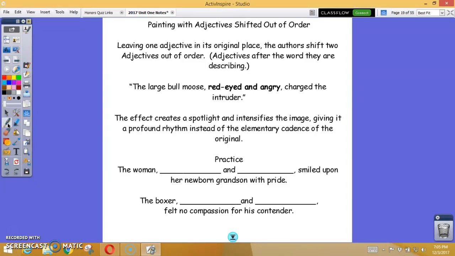Okay, everyone, here's another craft lesson, this time on painting with adjectives shifted out of order, okay? So we're going to talk about what that means, but just a quick reminder, all of this is geared toward fulfilling the requirement within the memoir rubric about the craft lessons. Please make sure you look at that, pay attention to that. If they're not there, again, you'll lose points for that category, and it's pretty significant. So please make sure you pay attention to that.